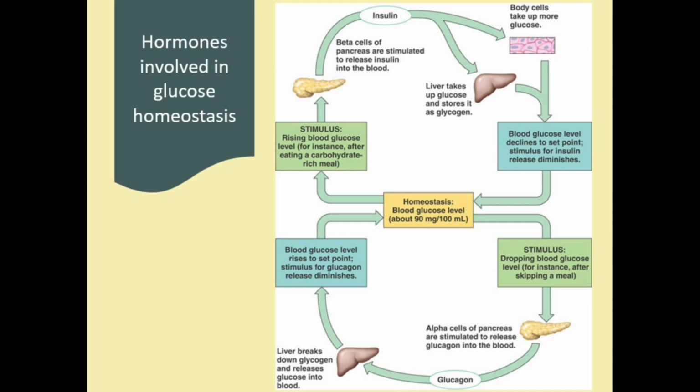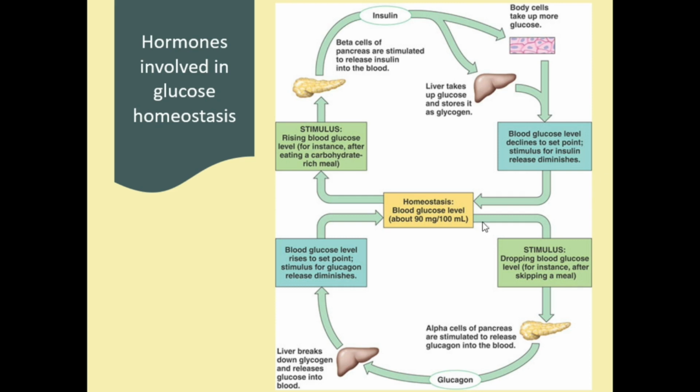And what we can see on this diagram here is how these antagonistic hormones work to regulate and maintain glucose homeostasis. So let's break this diagram down a little bit. Right in the middle here, we can see our homeostatic level. Blood glucose level about 90 milligrams per 100 milliliters of blood. This is the range in which we need to be to stay functioning healthily.